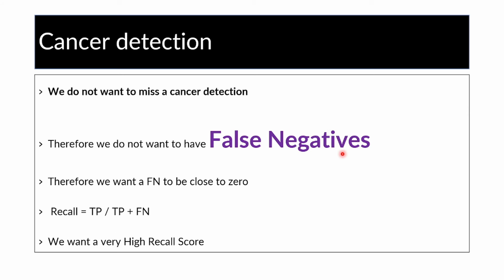But in the case of cancer detection, we do not want to miss a cancer detection. Therefore, we do not want to have false negatives. So we want the FN, or the false negative, to be close to 0. The recall here is very important. Therefore, true positive divided by true positive plus false negative. We want a very high recall score.